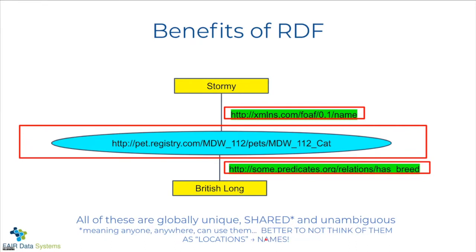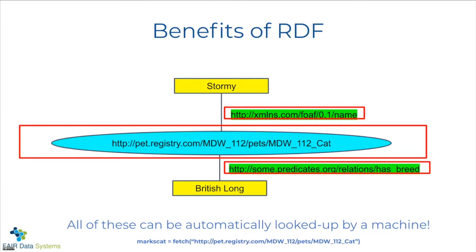Right? And again, don't think of them as locations. They're not web pages. They're not places on the web. They are actually the names of concepts and things in the real world. And they can be automatically looked up. So I can, in fact, call over the web this address, and that will generally return to my machine information about my cat.